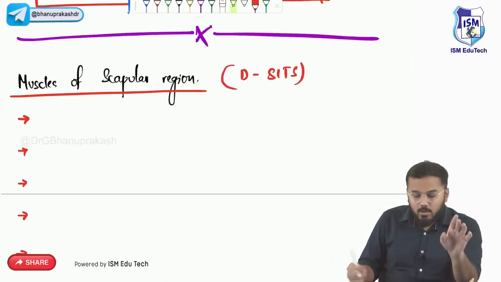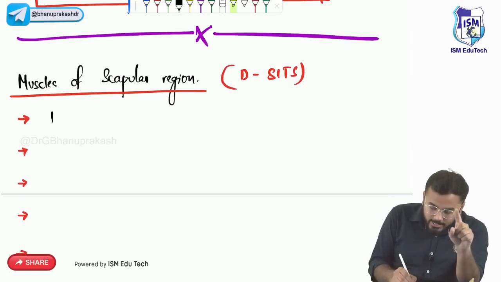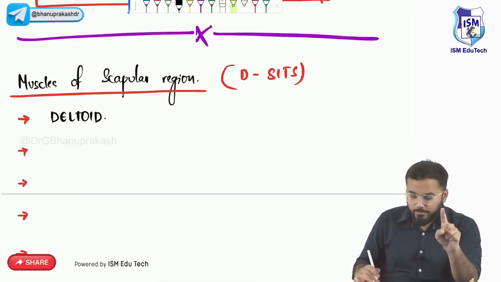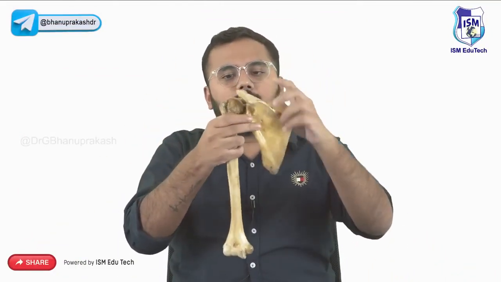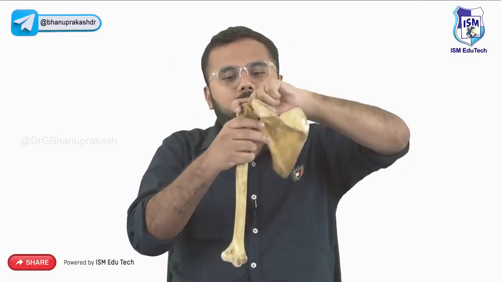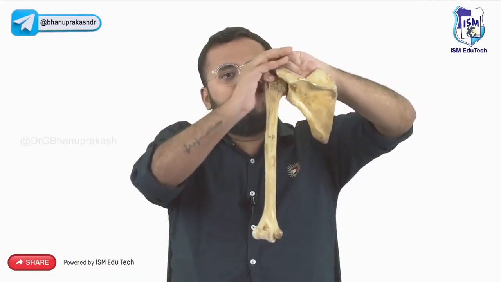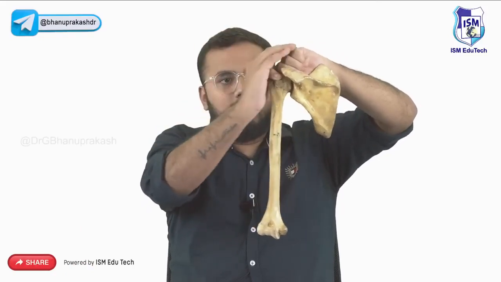D sits. What does D stand for? D stands for deltoid. And what does S stand for? Look here. Simple thing. This is the scapula, right? And what is this? Humerus. The humerus is attached to the scapula here. Now, there is a muscle here. This muscle is called the deltoid. Done.